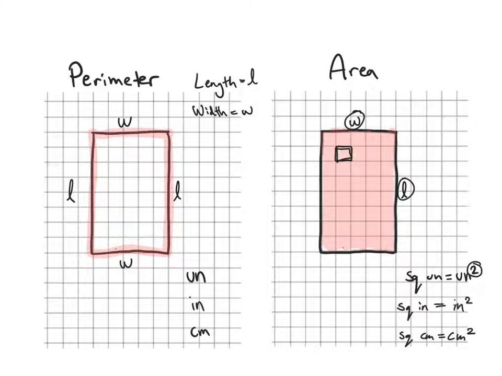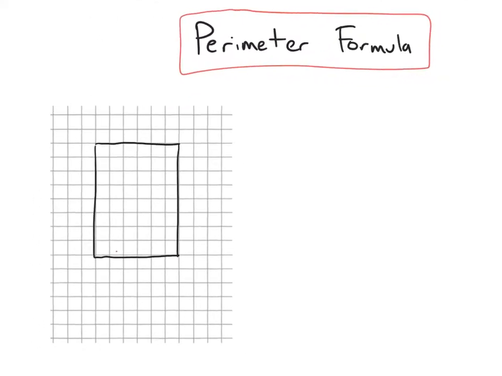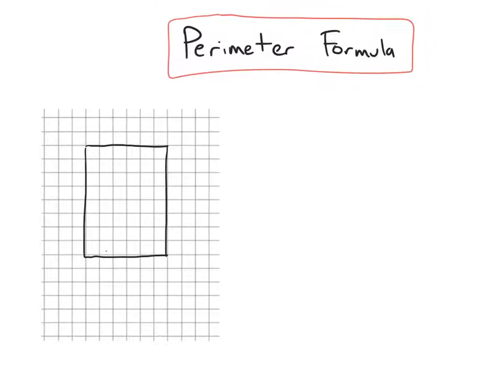Now that we have a little bit of a refresher about what perimeter and area are, we can take a look at how to calculate the perimeter and area of rectangles using specific formulas. Starting with perimeter, when we want to find the perimeter of a rectangle, we're simply going to look at the length and the width and add all 4 of those values together. So the formula for the perimeter of a rectangle is the width plus the width plus the length plus the length, and that equals the perimeter.